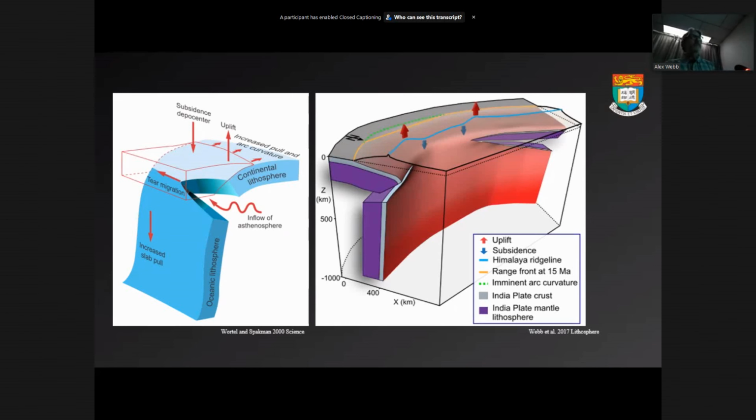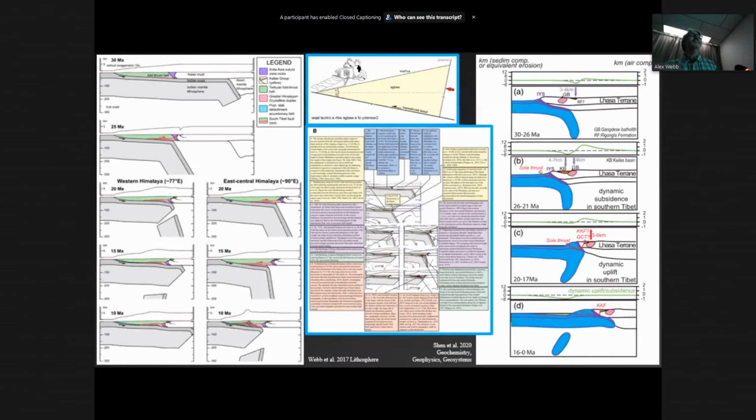Okay, so we have complicated versions of this, but it's not terribly important for now. This is a complicated cross-sectional thing trying to connect the crustal scale kinematics with the lithospheric pattern we talked about. And if anybody's curious, we can talk about that a lot more.